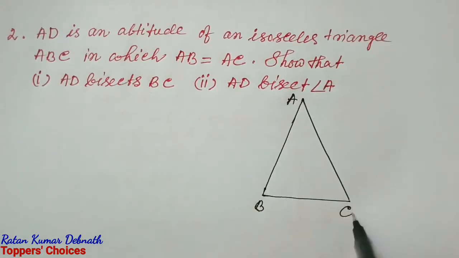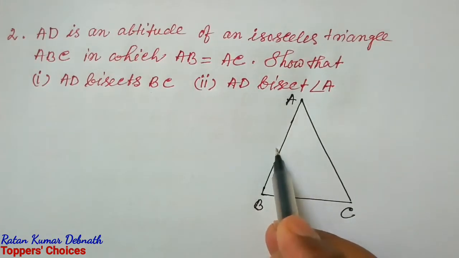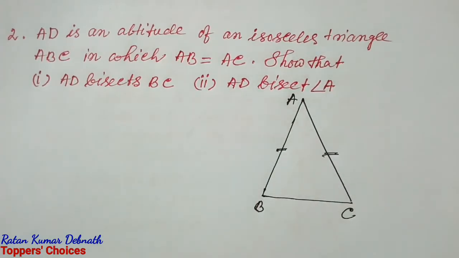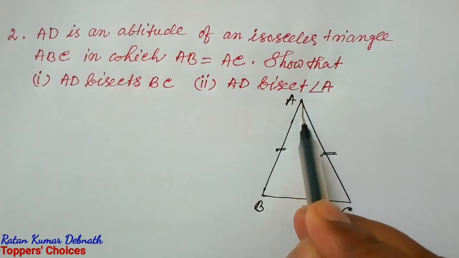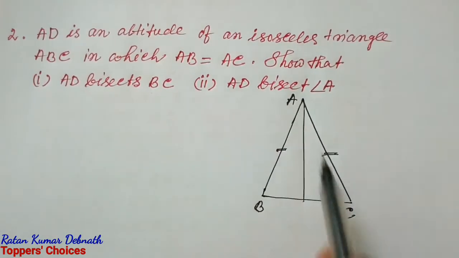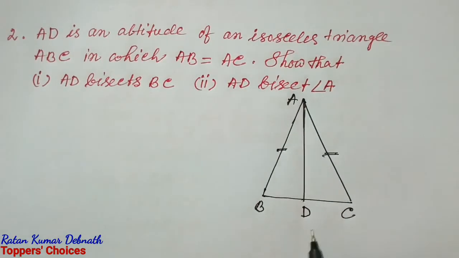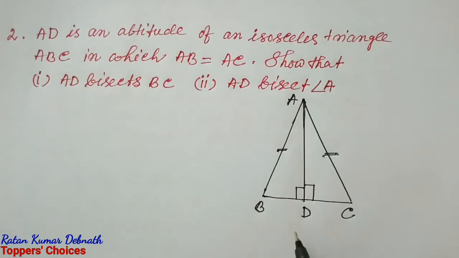ABC is an isosceles triangle in which AB equals AC, given, and AD is the altitude, that is this angle and this angle both 90 degrees.